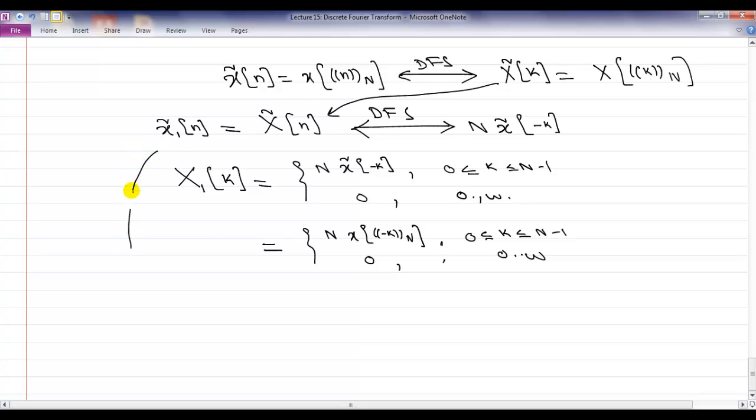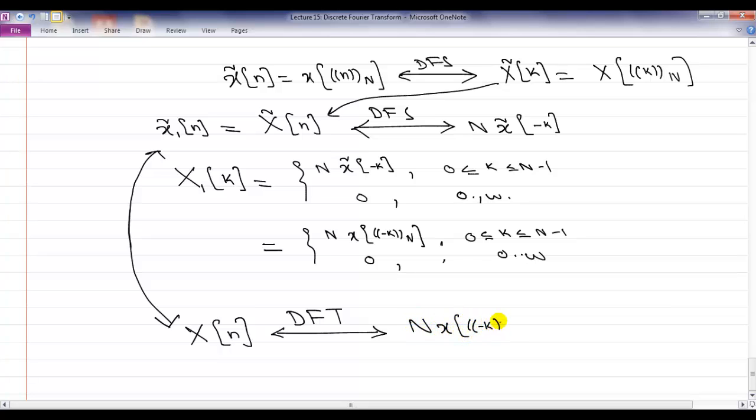I can use this to say, if I define a sequence x[n], now we are going to the DFT domain, it has a DFT which is given by this X1[k]. It is given by N times x of minus k mod N. And the assumption is we are talking about k between 0 and N minus 1.